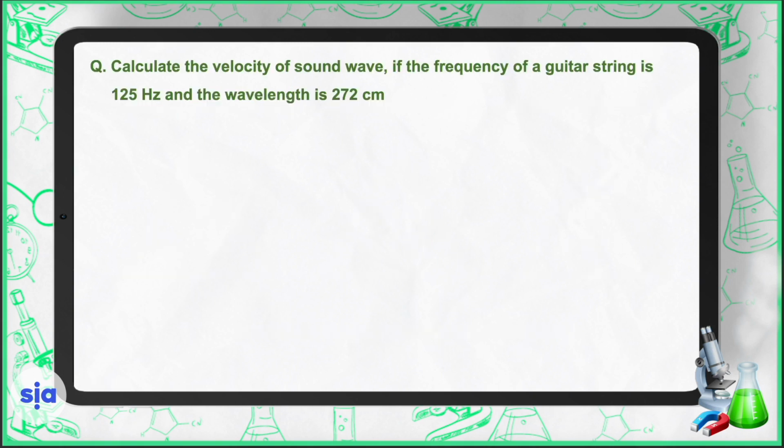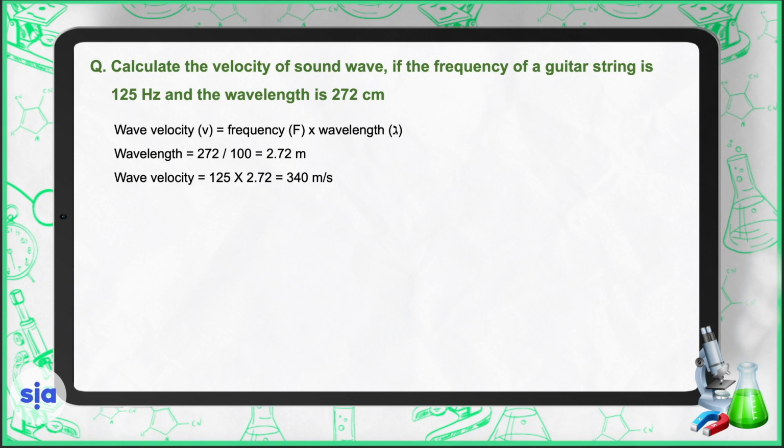Now calculate the velocity of a sound wave if the frequency of a guitar string is 125 Hertz and the wavelength is 272 centimeters. As we all know, the wave velocity equals frequency times wavelength. So wavelength equals 272 divided by 100, which is equal to 2.72 meters. This is, of course, to convert centimeters to meters. And then the wave velocity equals 125 times 2.72, which gives us 340 meters per second.